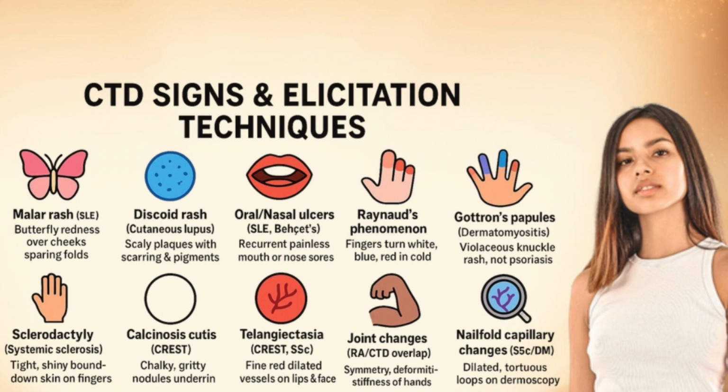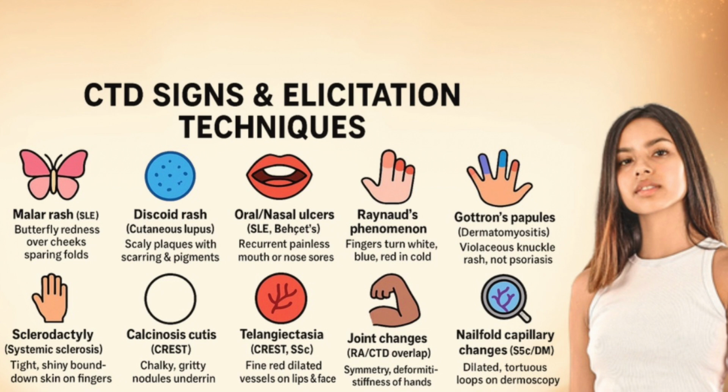4. Raynaud's phenomenon is seen in scleroderma, mixed connective tissue disease, and SLE. It matters because it is an early vascular sign and may precede systemic sclerosis. Ask, do your fingers change color in cold? If unclear, provoke with cold water or spray. Observe the triphasic change: white from ischemia, blue from deoxygenation, and red from reperfusion. For example, a teenage girl with finger color change during winter may be showing the first sign of CTD.